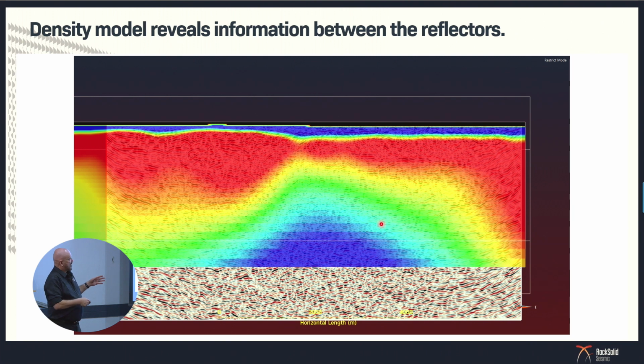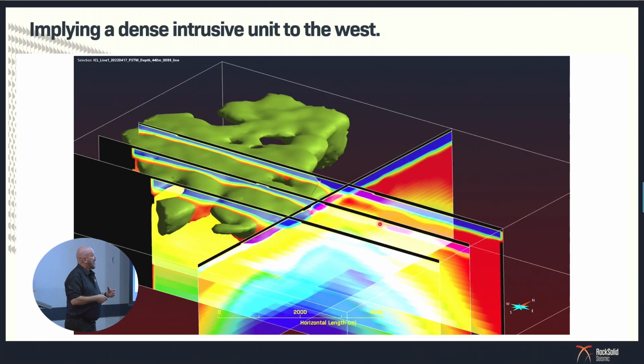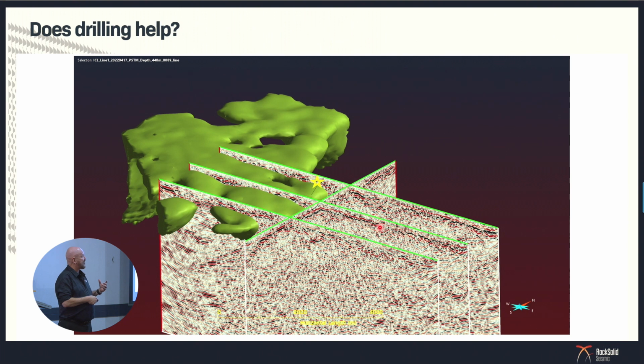So again, we're seeing something coming in through here. That's sort of reflected in the gravity data set. But it implied we had this big, dense intrusive sitting out to the edge there. So does the drilling help? If we put the drilling on, in this case, this is a diamond hole that they were trying to test for gold in this area.